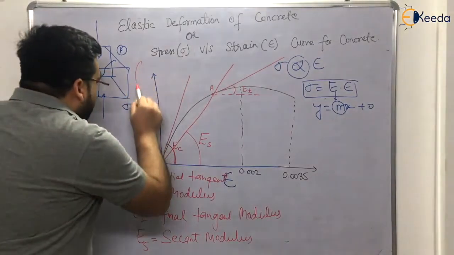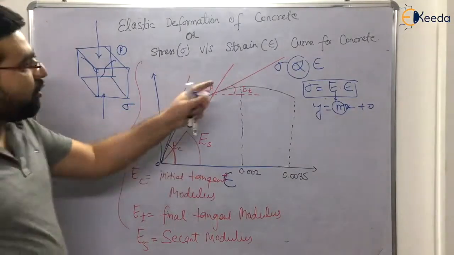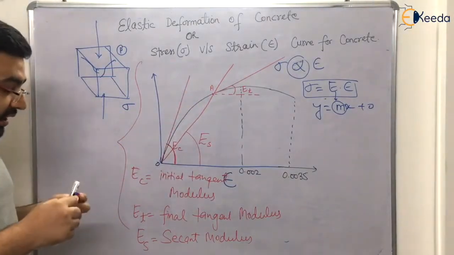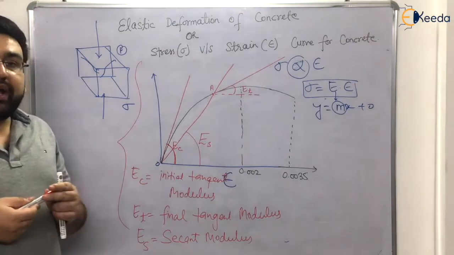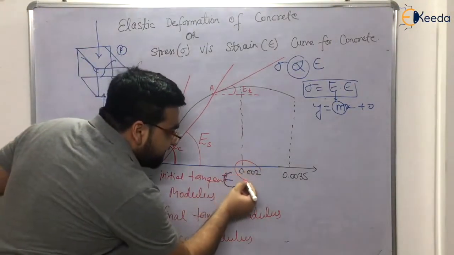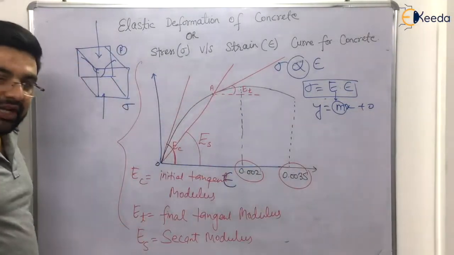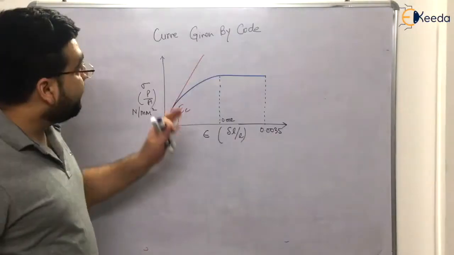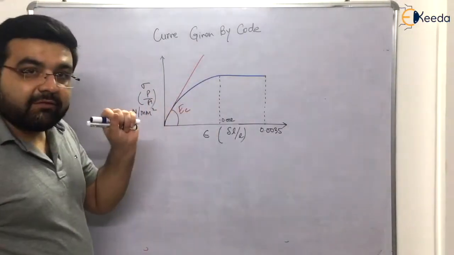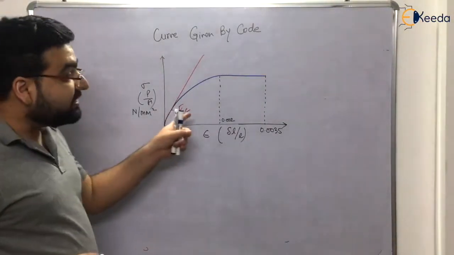So this was all about the realistic stress-strain curve of concrete. Now let us go to the curve which has been given by the IS code, and in that curve I will explain what 0.002 and 0.0035 are. Now I have drawn the graph which has been given by the code. So this is also important. Why has this been given by the code?